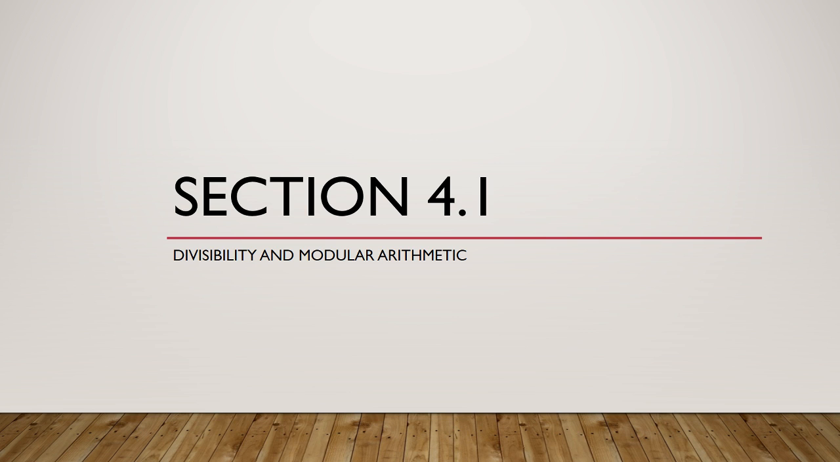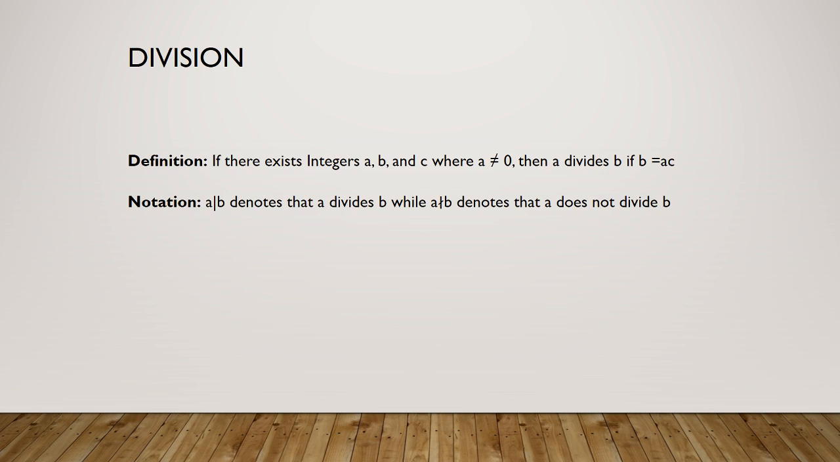Starting off, we'll have Section 4.1, Divisibility and Modular Arithmetic. The definition of division is: if there exist integers a, b, and c, where a is not equal to 0, and a divides b, then b equals a times c. The notations are as so. As you can see, this notates that a divides b, and this notates that a does not divide b. As you see below, 4 does not divide 9, but 4 does divide 8.